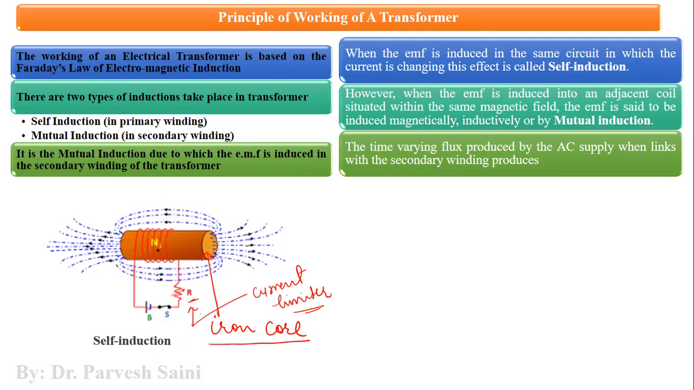Now there are n1 number of turns in this particular coil. It is wound over an iron core. Now when the current flows in this particular coil, and the current is flowing like this.